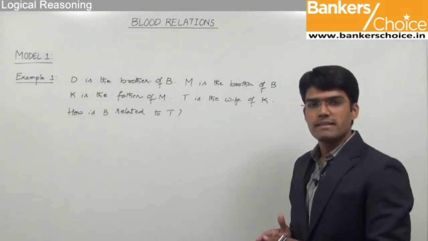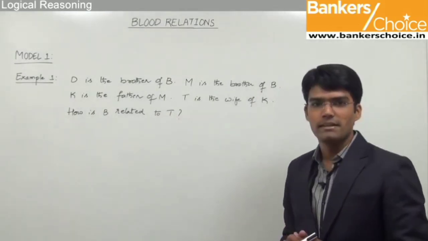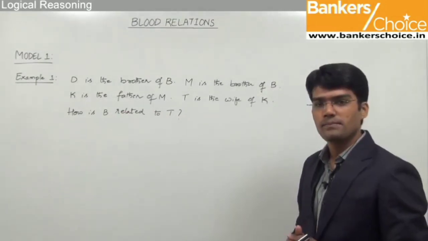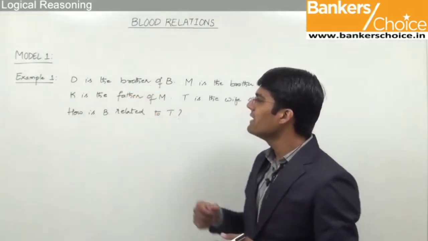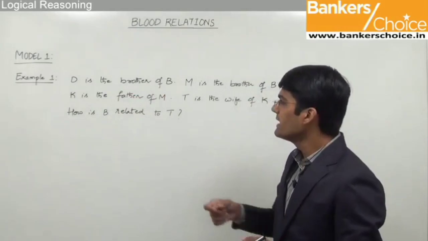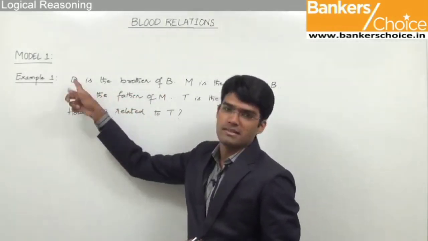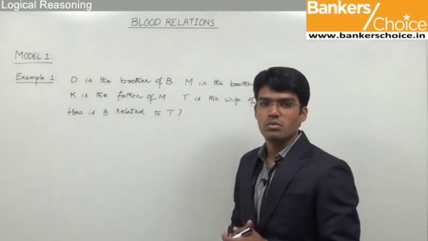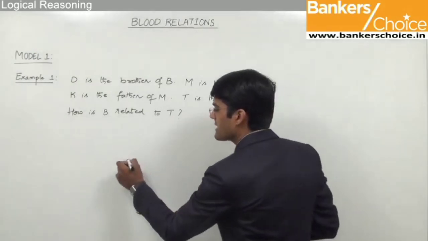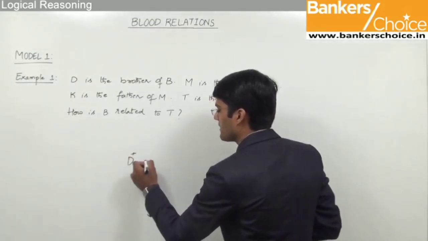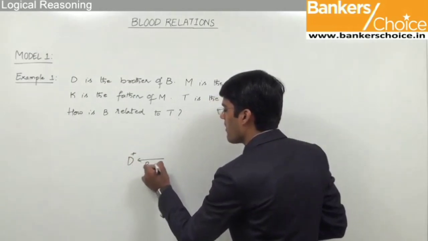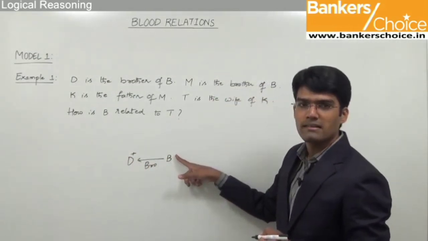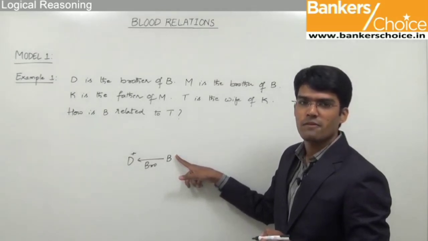So as we have already discussed, let us try to construct a family tree here and find out the relationship between B and T. The first statement here is D is the brother of B. So very clearly D is a male person as he is the brother of B, but the gender of B is not known to us. So we can represent this as D with the plus sign and he is the brother of B. Remember, we are not specifying any plus or minus sign here since we do not know the gender of B.